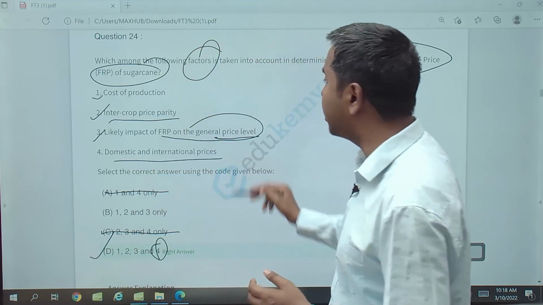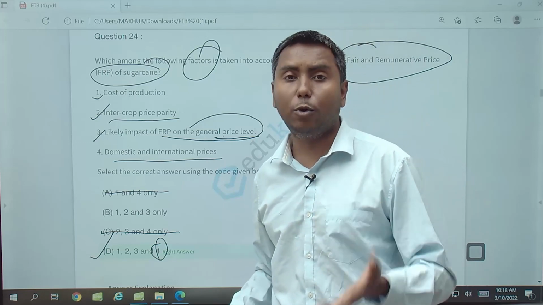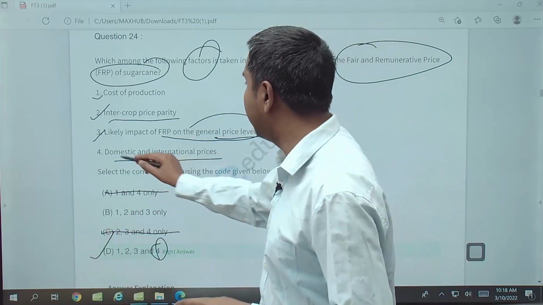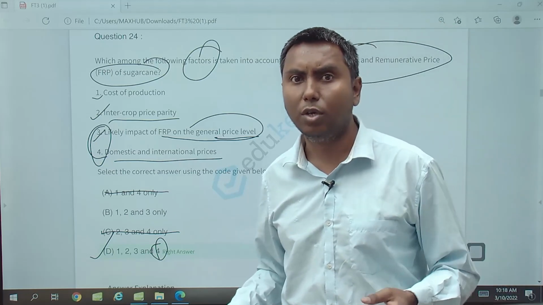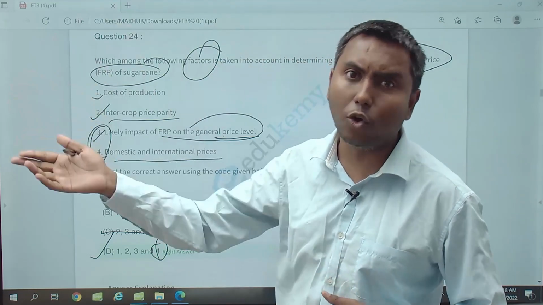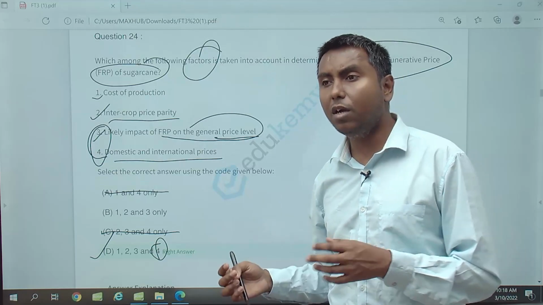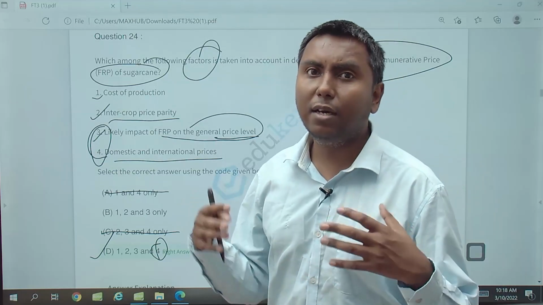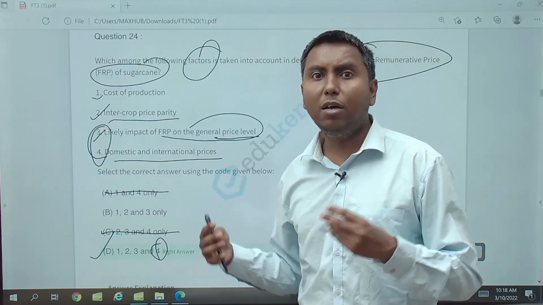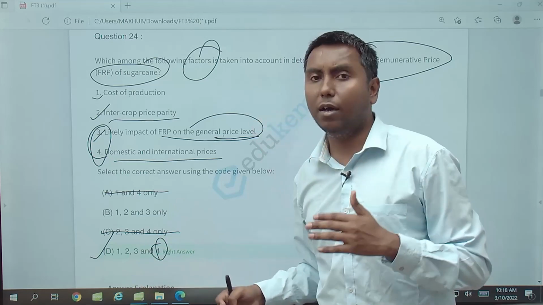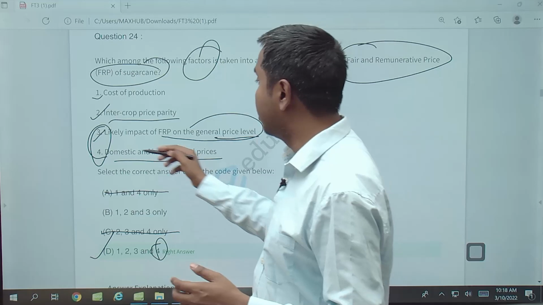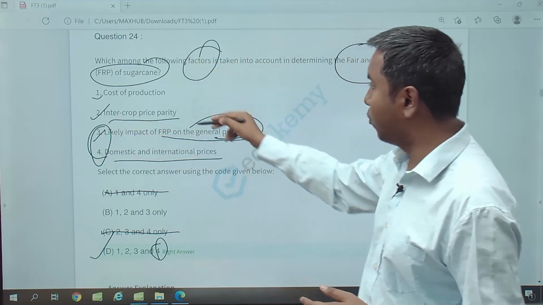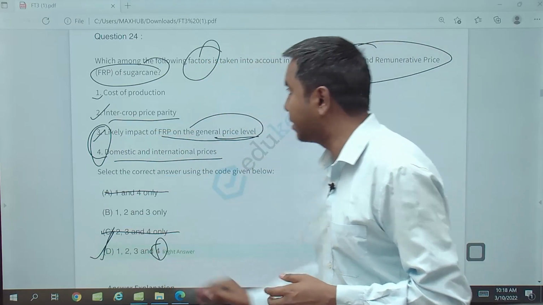4, domestic and international prices. Yes, domestic price, again, 3 and 4 are very related. International price also, because if international price is very low, then the import into India will increase unless there is parity in price of the domestic market. So this also determines it. 1, 2, 3, 4 will be the correct answer. Okay.